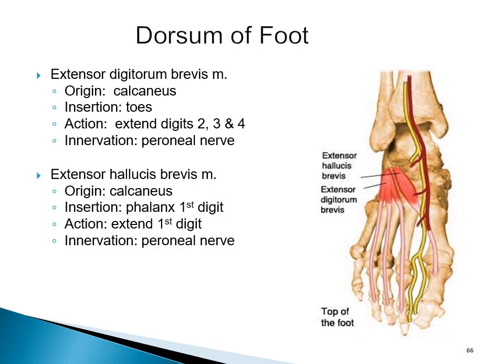In the dorsum of the foot, you have the extensor digitorum brevis muscle. Its action is to extend digits 2, 3, and 4. Innervation, deep peroneal nerve. Extensor hallucis brevis muscle. Its action is to extend the first digit, the great toe. Its innervation, deep peroneal nerve.